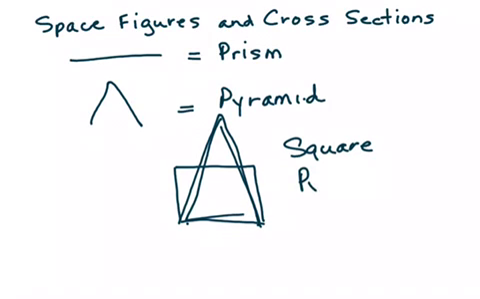It's a square pyramid because there's a square on the bottom. So it's a square pyramid, okay? Let's see if I can give you some other examples.